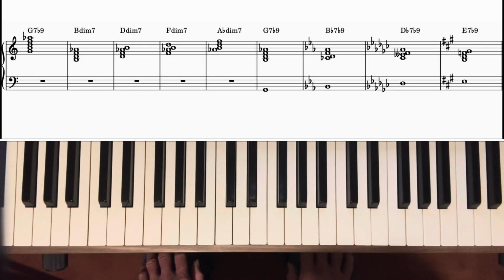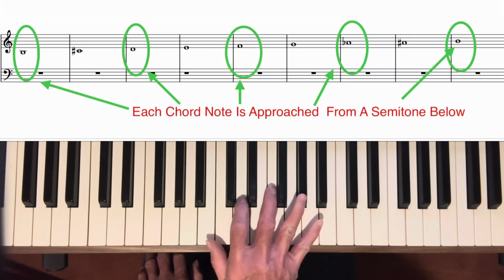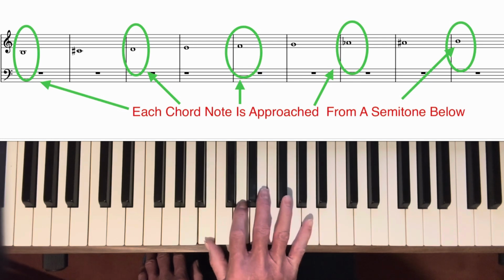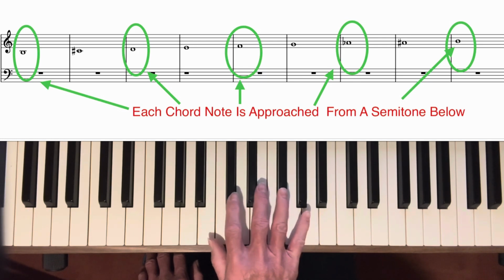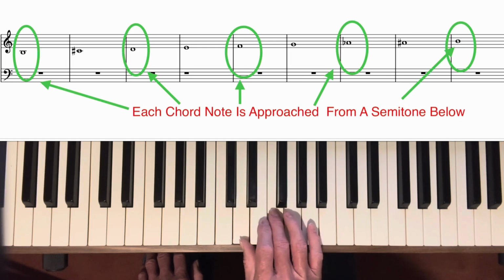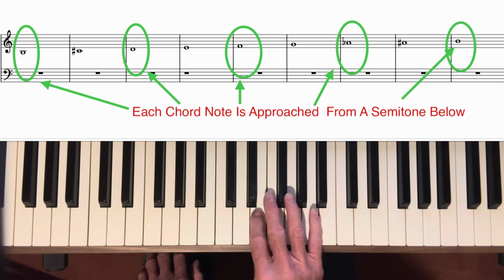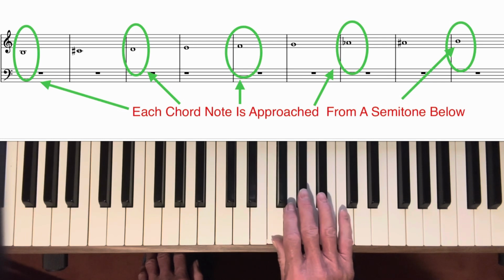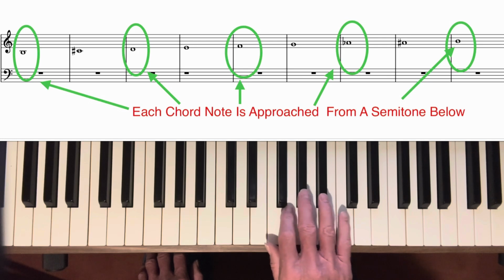Let's just have a quick recap about the diminished scale. If we look at the diminished seventh chord starting on B again, and then we approach the next note each time with a semitone below it. So we're going from B to D, approach it from a semitone below. Now the next note in the chord is F, approach that from a semitone below. Next note in the chord is A flat, approach that from a semitone below, and so on.